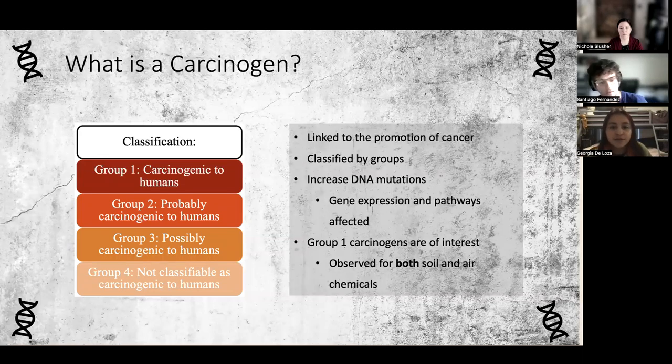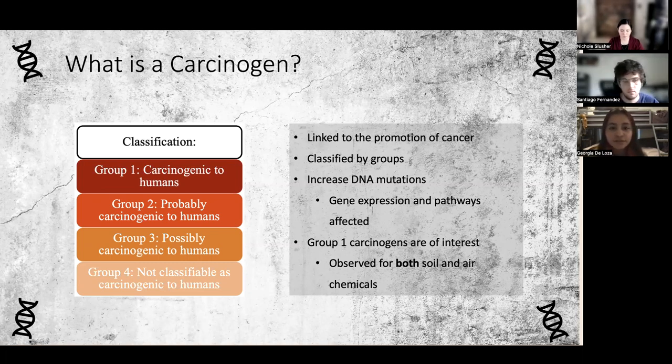So an important aspect of substances causing cancer is determining if they are carcinogenic. A carcinogenic substance refers to a substance that's either a chemical, particle, or possibly a virus that has been linked to promoting cancer formation and proliferation. In the context of our presentation, we will be looking specifically at chemicals and fine particles as potential carcinogens. Carcinogens are linked to the promotion of cancer since they lead to an increase in DNA mutations. DNA mutations affect gene expression as well as have important implications for how various pathways are affected, and thus cancer promotion is possible.